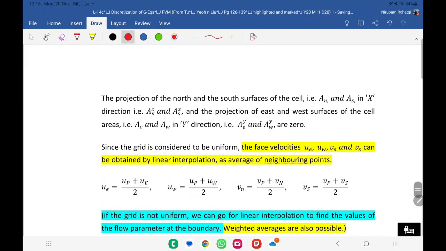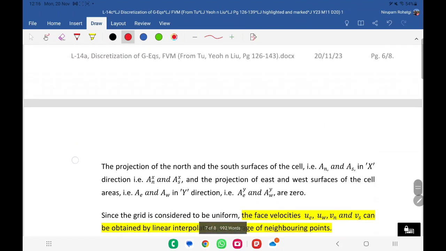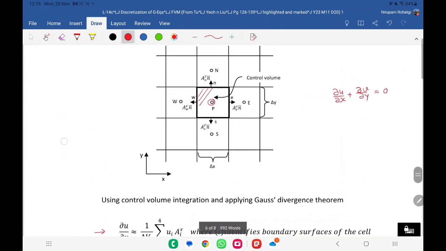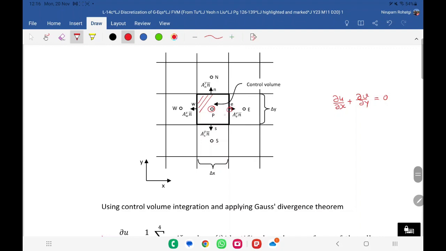Now what is UE? UE, this is the interpolation. UE is actually the value at this point, because for finding the derivative at the centroid, you are finding this area and the value of the function at this point. This area and value of function at this point. This area, value of function at this point. This area and value of function at this point. Now the value at this point is actually the average of these two.